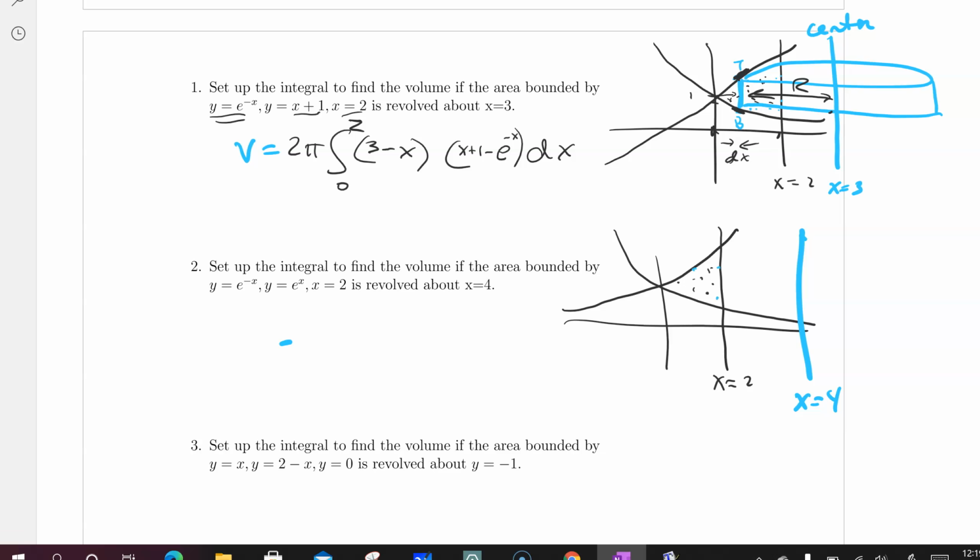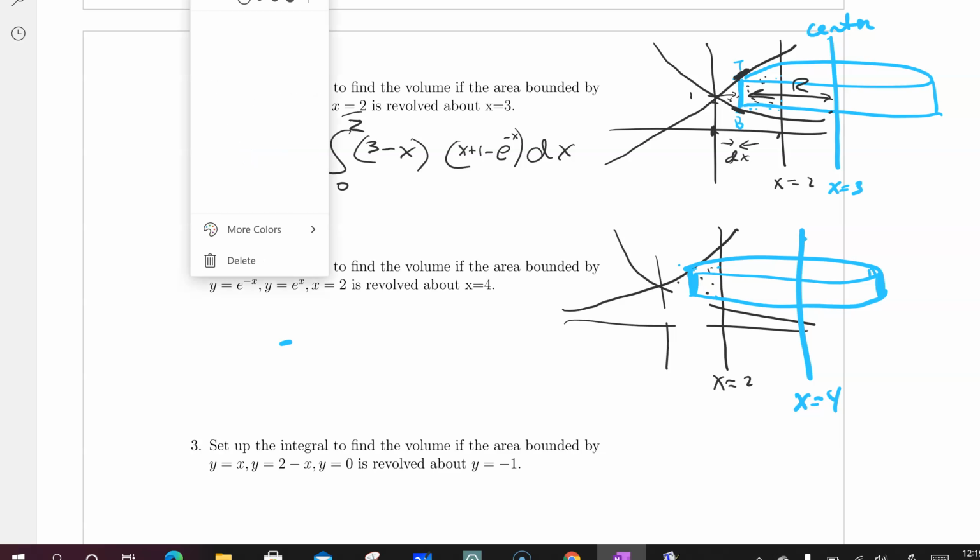Okay, so let's think about how I want to draw the rectangles. Do I want to draw them perpendicular? No, because I'd have two different bottom functions, right? If I drew them perpendicular to the axis of rotation, that's not good. So let's draw the rectangles parallel to the axis of rotation, and you see the shell.